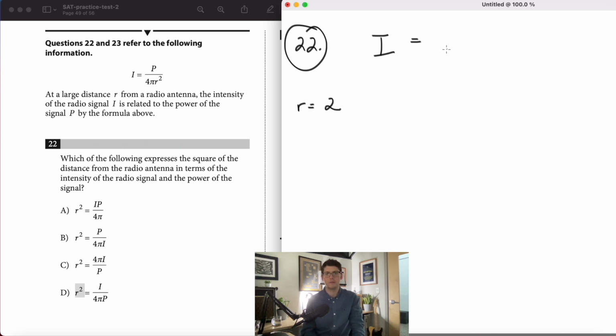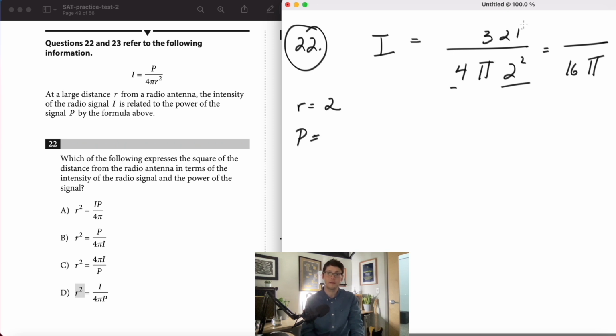So now our bottom is going to be 4 pi times 2 squared. That's the same thing as 4 pi times 4, which is 16 pi. So I did 4 times 2 squared. 2 squared is 4. 4 times 4 is 16, and then pi. I'm going to make p a number that makes my life easy, like 32 pi. Why did I pick that? Well, because 16 is doubled as 32. So by making p 32 pi, I've got I to be a nice, easy number. 32 pi over 16 pi is just 2.